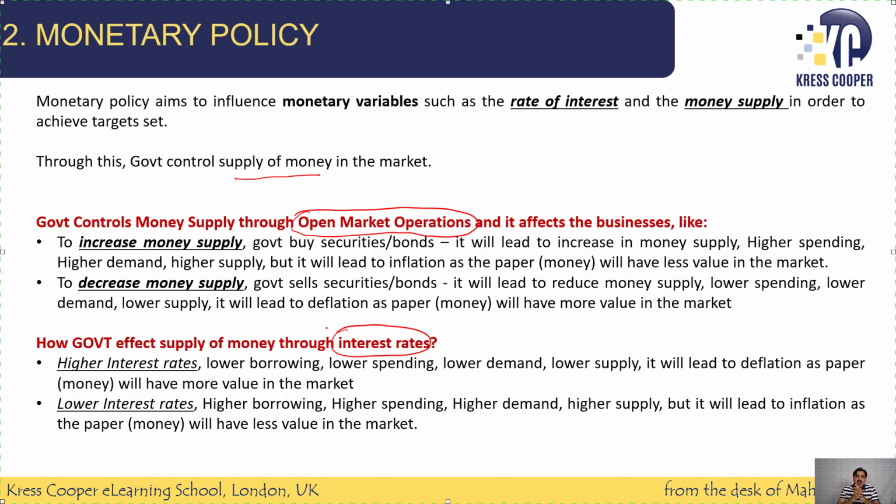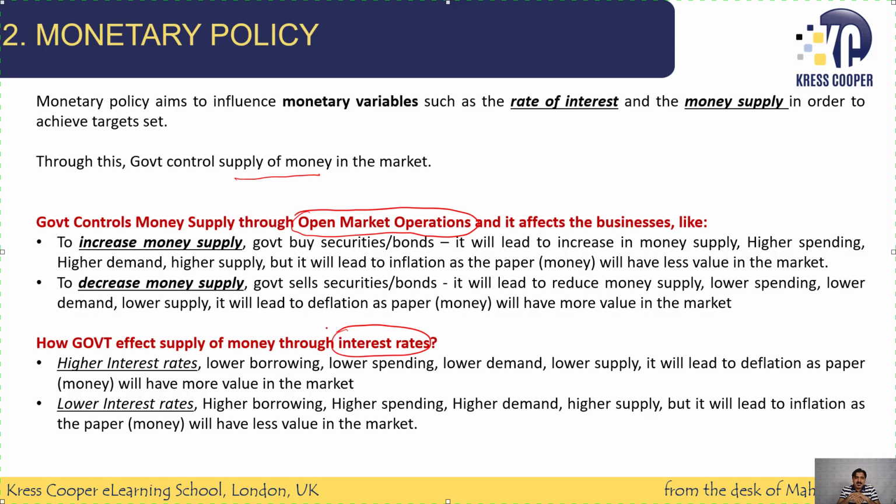On the other hand, if government wants to decrease the supply of money in the market, government will start selling securities in the market. Once these securities are sold, people will buy, people will pay money to the government. When people buy, the purchasing power of the people will come down, demand will come down, production will come down, and it will increase the importance of the piece of paper, which is money. And this increase in importance of the piece of paper will lead to deflation.